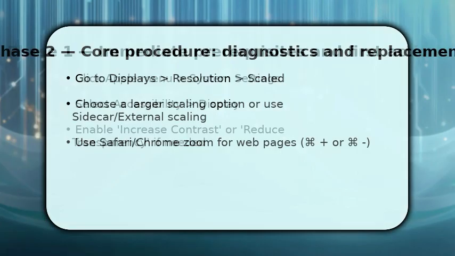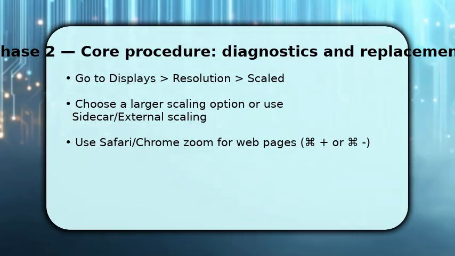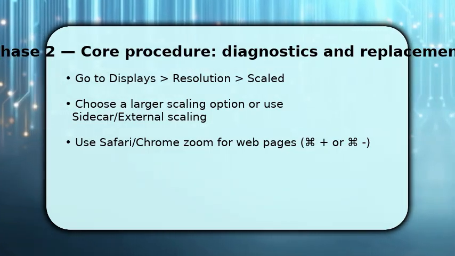Once done with Accessibility, open Displays in System Settings. Choose Resolution and pick Scaled. Selecting a larger option increases UI element sizes across the system.